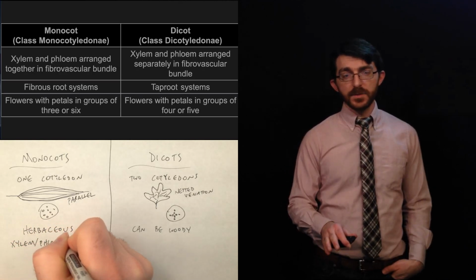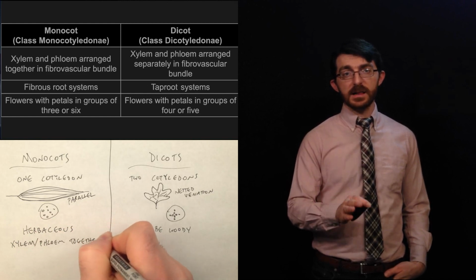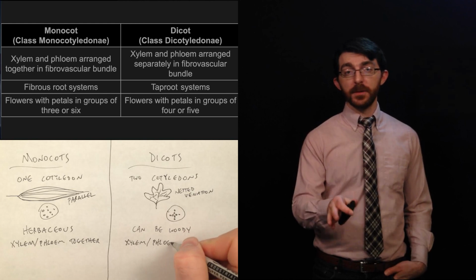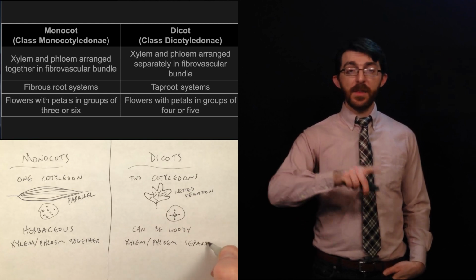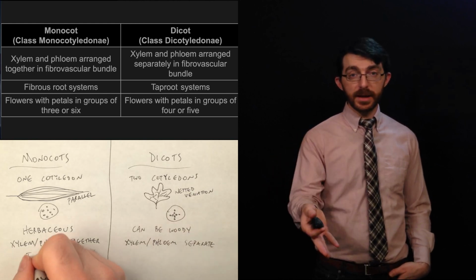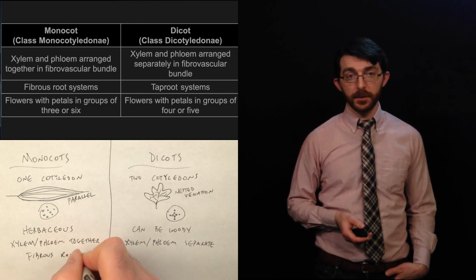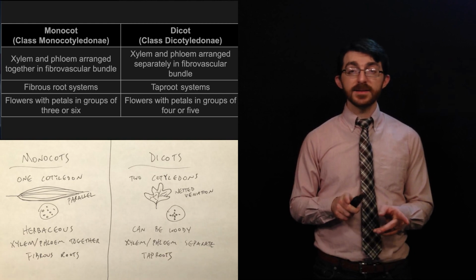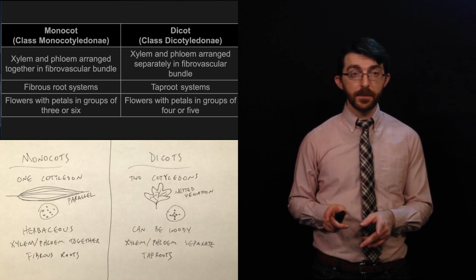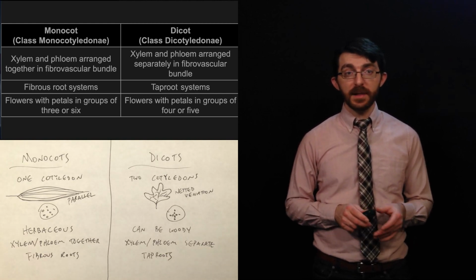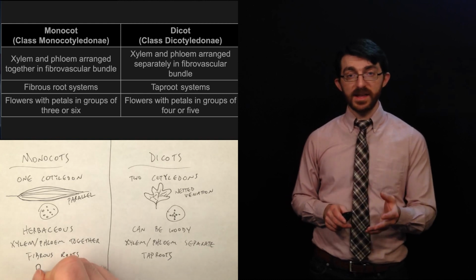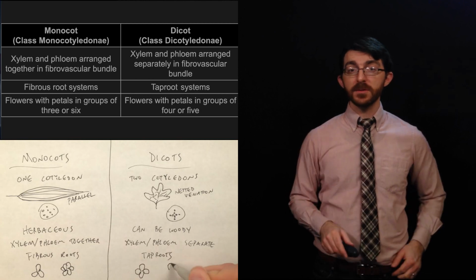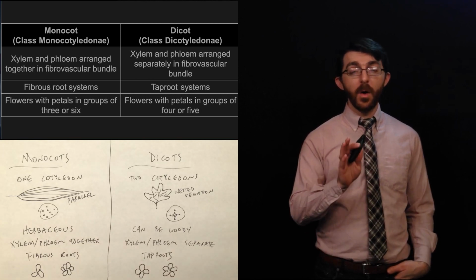Okay, last slide. So monocots have xylem and their phloem arranged together in their fibrovascular bundle, but dicots, their xylem and their phloem are arranged separately in their fibrovascular bundle. Monocots have fibrous root systems, whereas dicots have a taproot system. Last of all, monocots have flowers with petals in groups of 3 or 6. But dicots have flowers and petals in groups of 4 or 5.